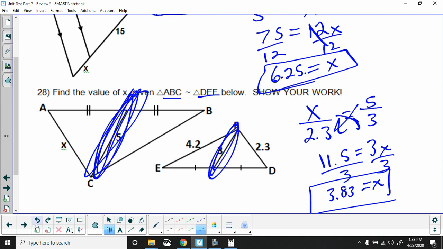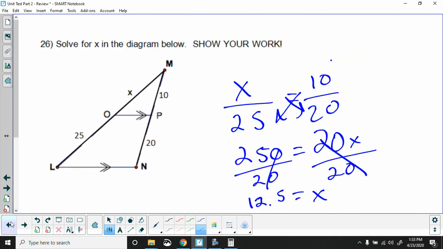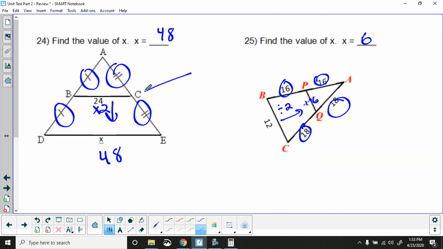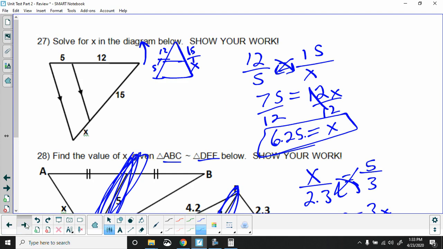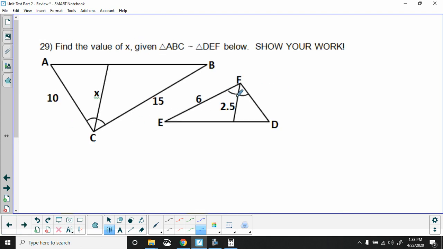In fact, let's get this straight. These are mid-segments. These lines right here. And these are angle bisectors. So, don't confuse the two. Anyway, same game. Start with x.